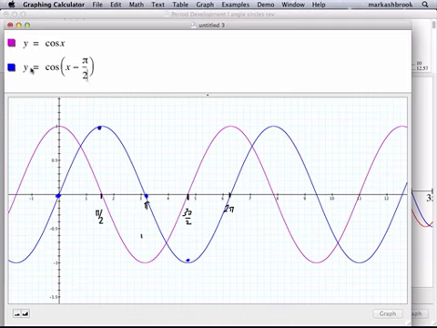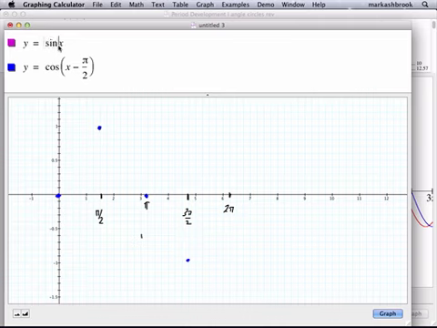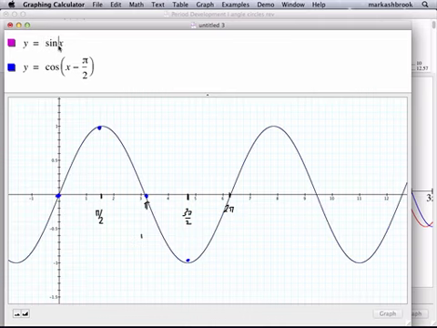It does look exactly like the sine graph, okay? Sine graph starts at the midline, goes up to the max, back to the midline. This is exactly what the sine graph does. And in fact, it is. So if I graph sine, I'm graphing both sine and cosine x minus pi over 2.